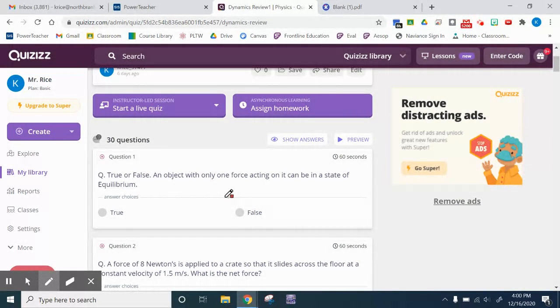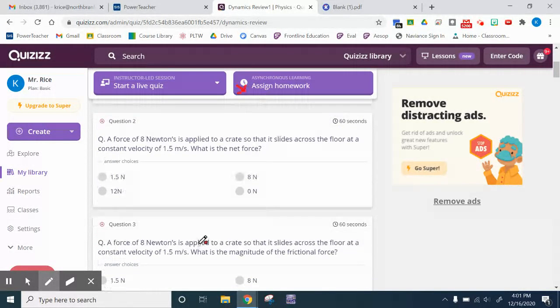So, starting with number one, true or false, an object with only one force acting on it can be in a state of equilibrium. That is false, because with only one force, by definition, you have an unbalanced force. There's nothing else to balance it out, so there is a net force, which means you can't be in equilibrium. Equilibrium means all the forces add to zero, which can't happen if you only have one force.